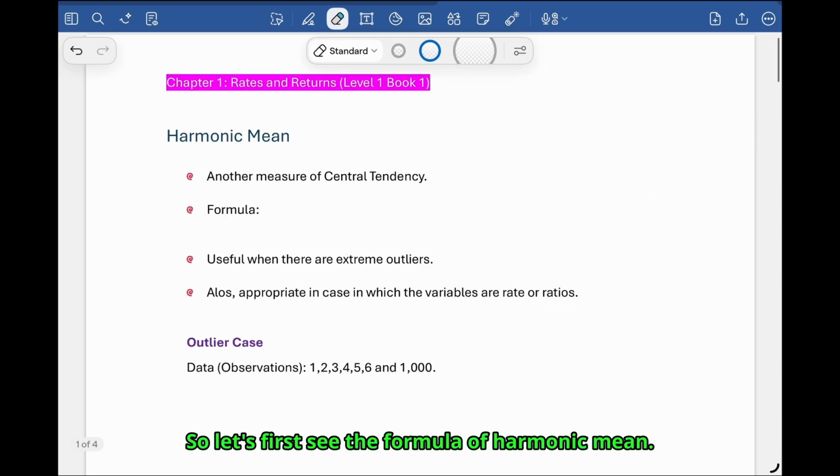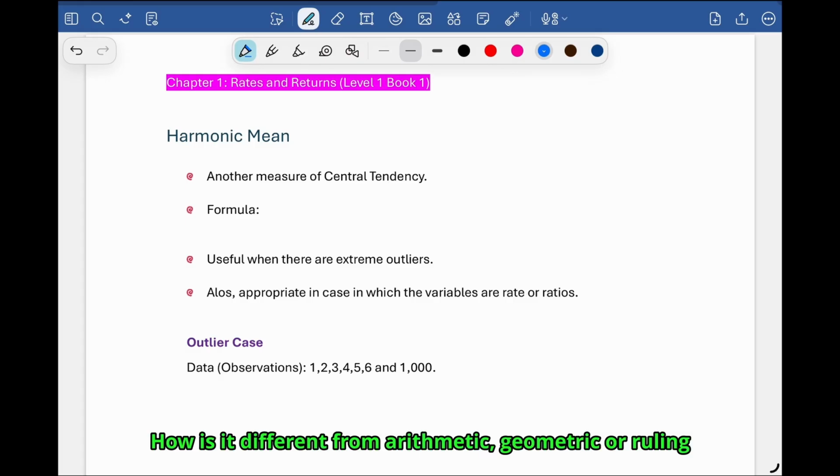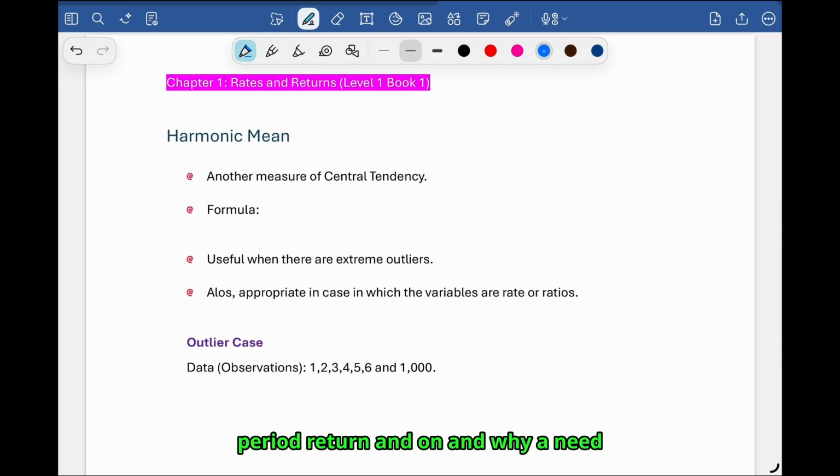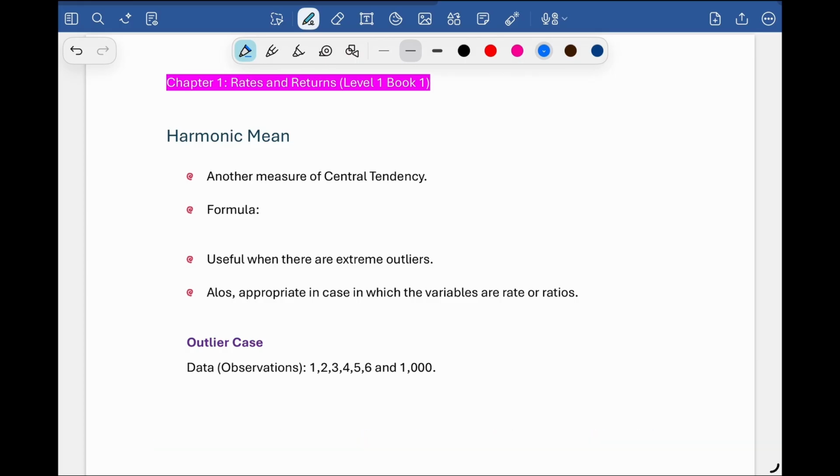Let's first see the formula of harmonic mean. I'm going to describe each and everything about harmonic mean. Why is it used? How is it different from arithmetic, geometric, or holding period return? And why the need for another measure of central tendency? We are going to talk about each one of them in this video. So please be patient, and let's first see what exactly the formula is.